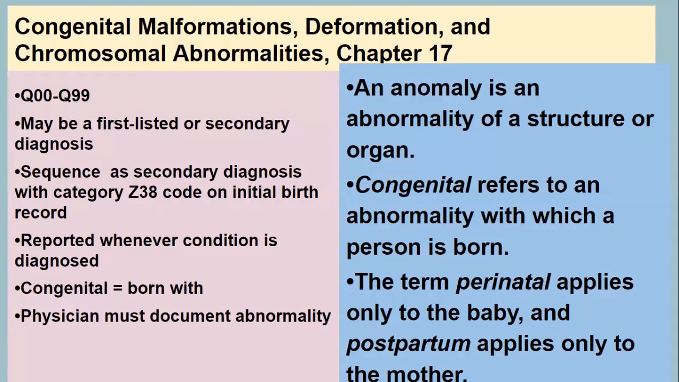An anomaly is an abnormality of a structure or an organ. Congenital refers to an abnormality with which a person is born. The term perinatal applies only to the baby, and the postpartum applies only to the mother. Perinatal applies to the baby, postpartum applies to the mother.